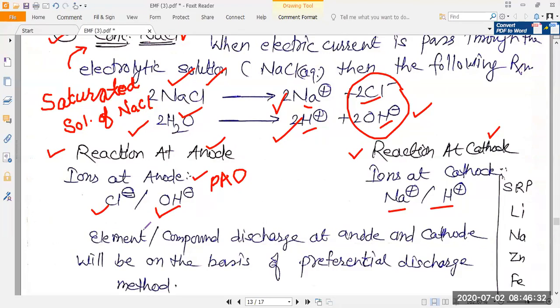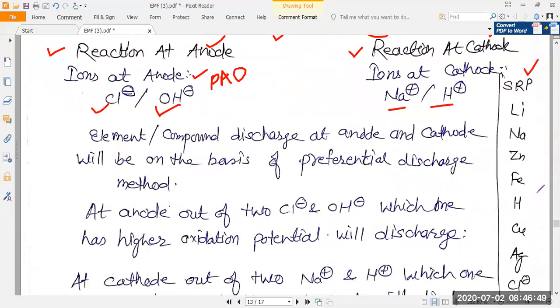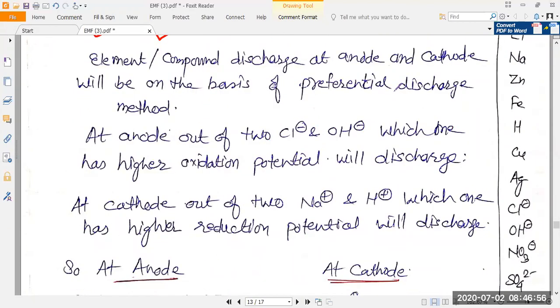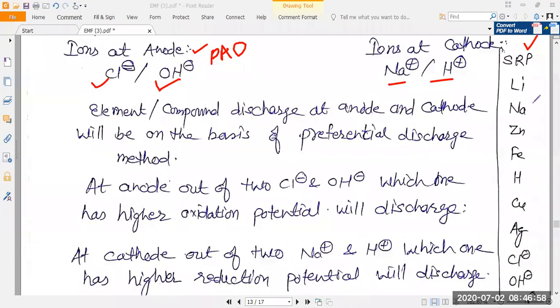To understand which ion will oxidize and which will not, we have to keep the electrochemical series in mind. The electrochemical series we have learned, Lick Baka Namagal, that series we have to remember. It is the short form of that series. We have to keep in mind SRP, which means standard reduction potential.